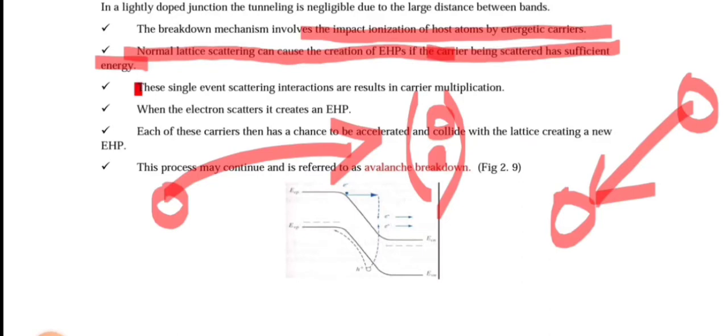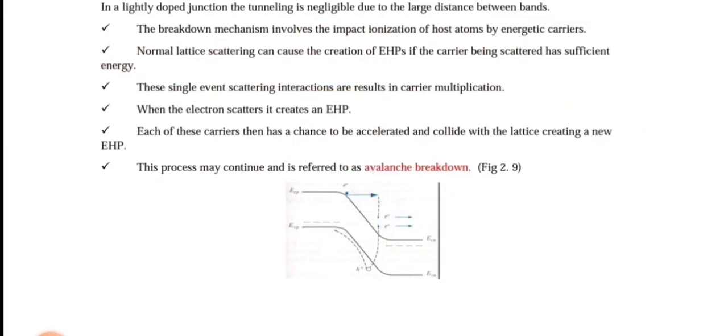These single event scattering interactions result in carrier multiplication. Like this, the collision process will continue, and generation of carriers will happen. So carrier multiplication and electron hole pair creation will happen. A large number of electron hole pairs are generated, which are the minority charge carriers, and due to that, current will flow, which causes the reverse current in the case of avalanche breakdown. So when an electron scatters, it creates an electron hole pair.